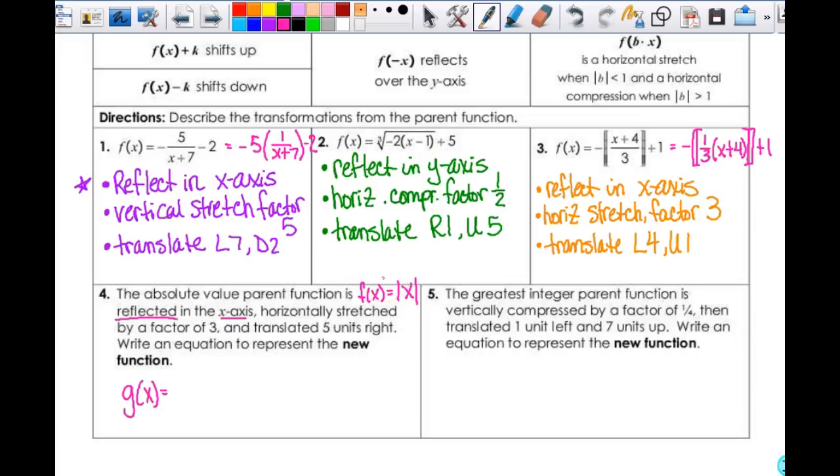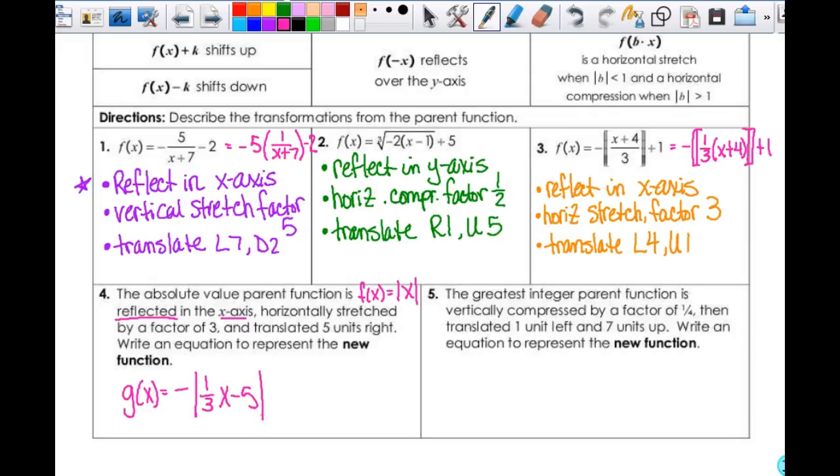Reflected in the x-axis, which means the negative is going to be on the outside. Horizontally stretched, that's on the inside. If it's stretched by a factor of 3, this will be 1/3. And then translated 5 units right. So 5 units right means it's x minus 5.